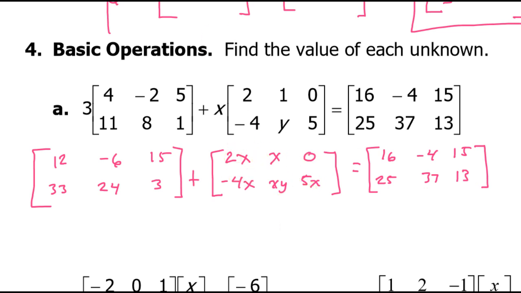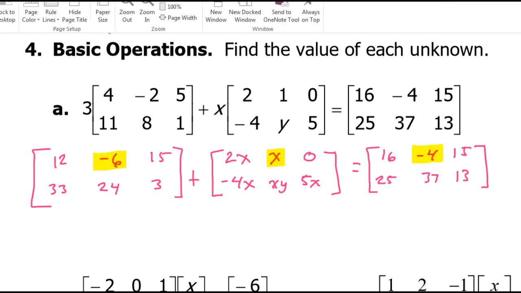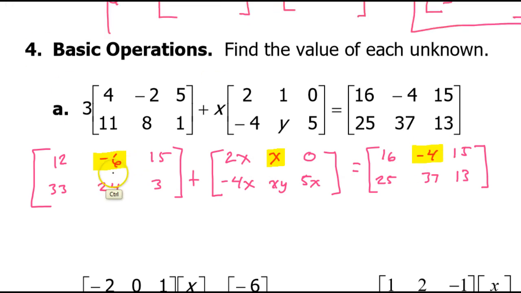Okay, so if I look at corresponding elements, for example, here I have negative 6, and I have x, and I have negative 4. I could build a simple little equation out of that, because when you add matrices, all you do is you add corresponding elements. So that means that negative 6 plus x must equal negative 4. Well, adding 6 to both sides, that tells me that x must equal 2. So that's one of the things I'm supposed to find.